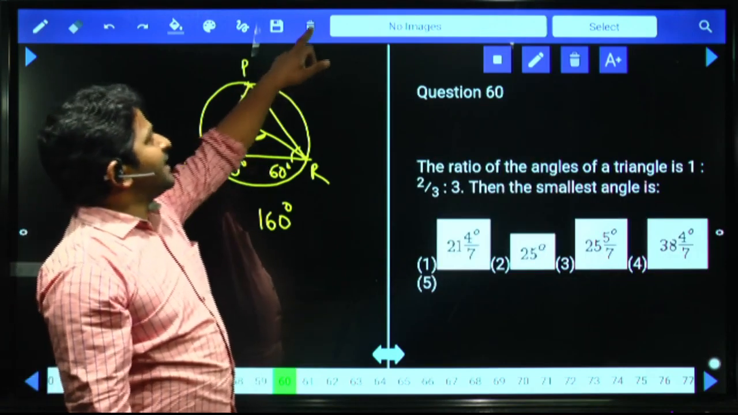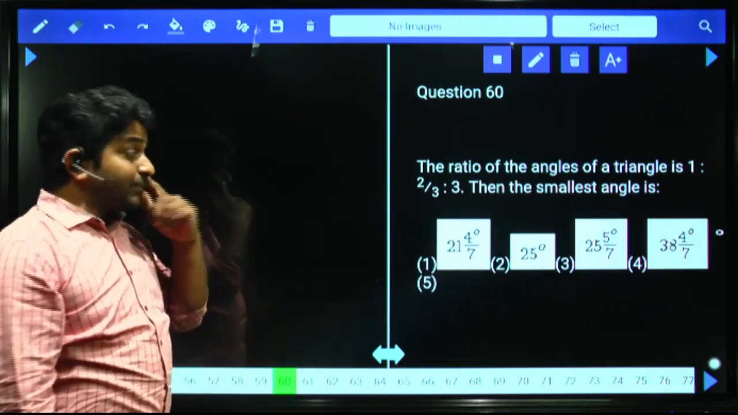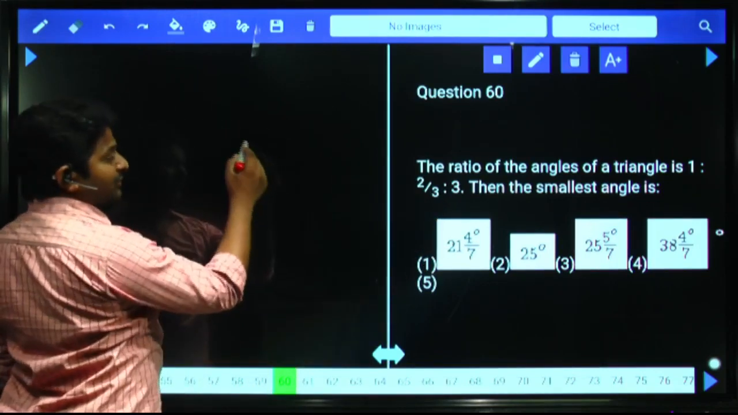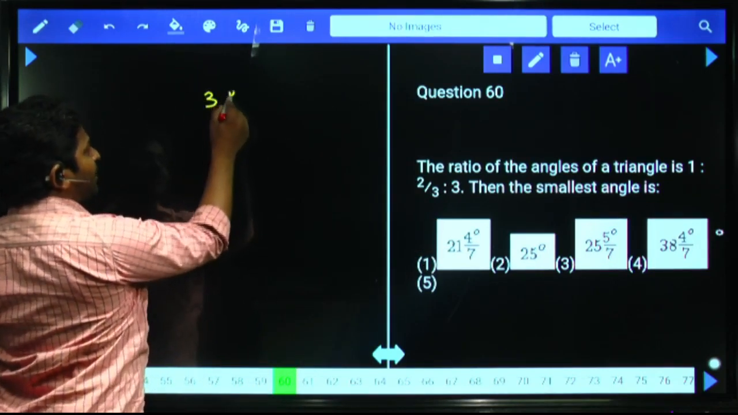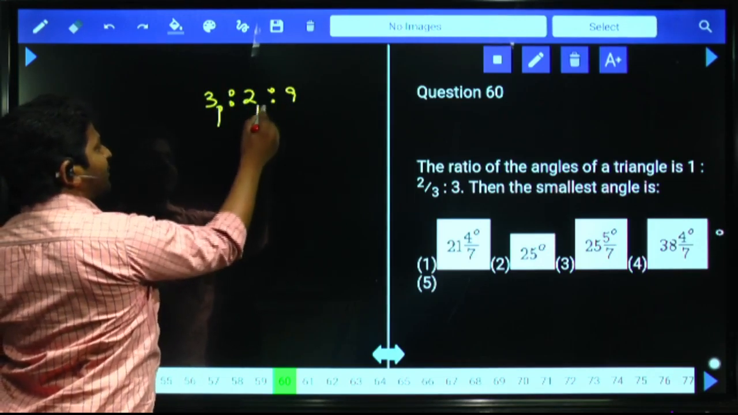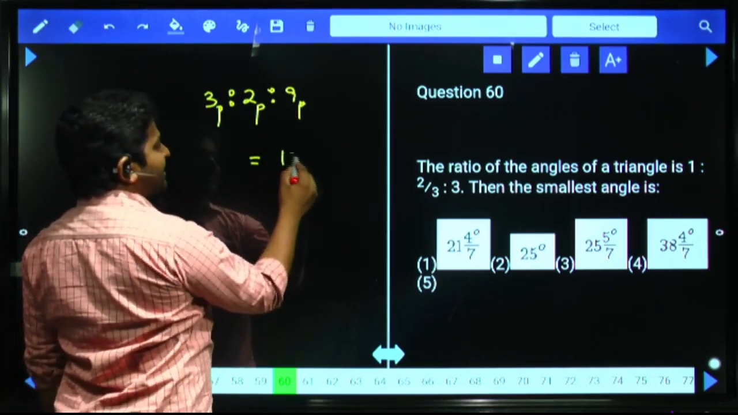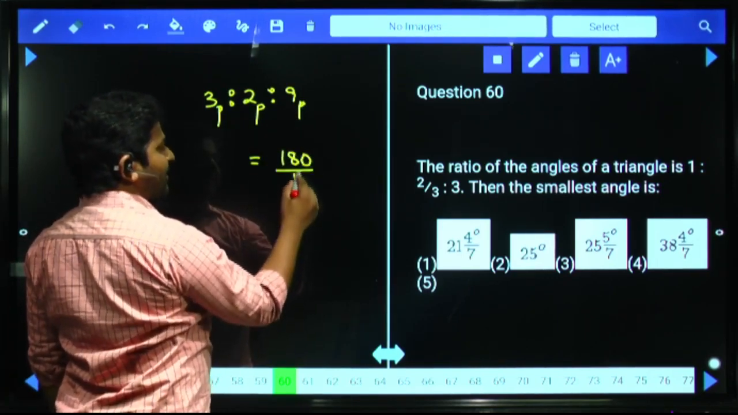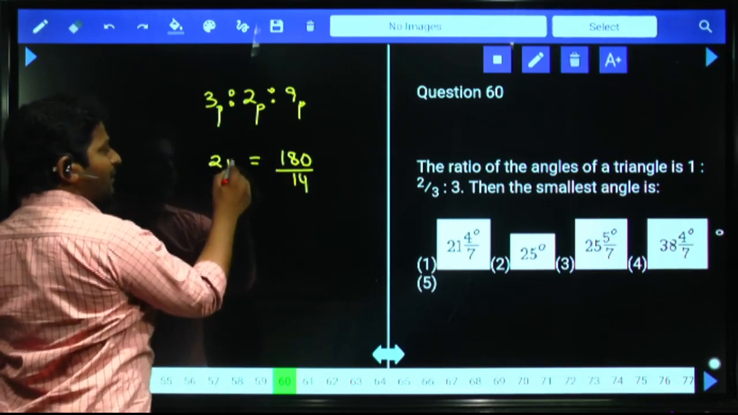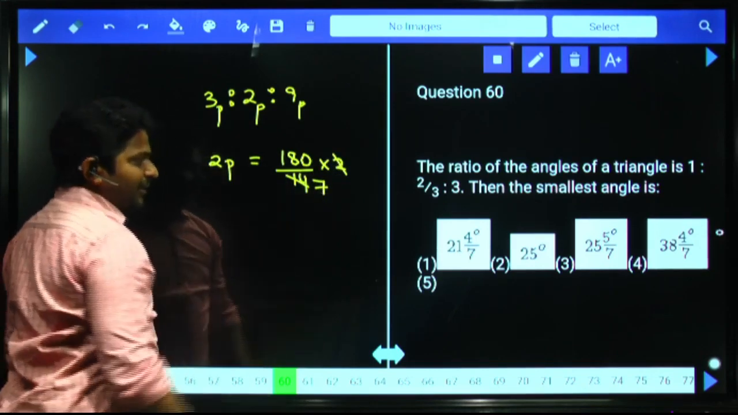Next, the ratio of angles of the triangle is 1 is to 2 by 3 is to 3. The smallest angle is? As you have denominator 3, let's multiply every fraction with 3. Then it becomes 3 is to 2 is to 9. So the total number of parts is 14 parts. 14 parts is equal to 180 degrees. Then one part is equal to 180 degrees divided by 14. Now your question is the smallest angle. The smallest angle is 2 parts. 2 parts is equal to 180 by 14 into 2. 2 how many times? 7 times. So the denominator should be 7.